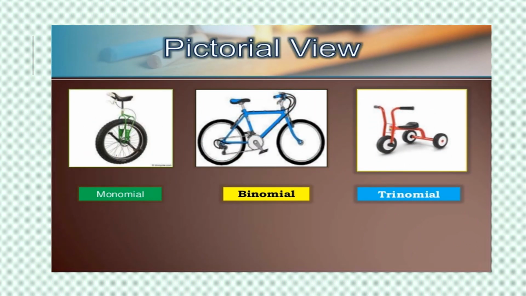Observe this pictorial way. Monomial, we have one tire here, so we can call it a monomial. Binomial 2 and trinomial 3. This is a pictorial representation so that you can easily remember.